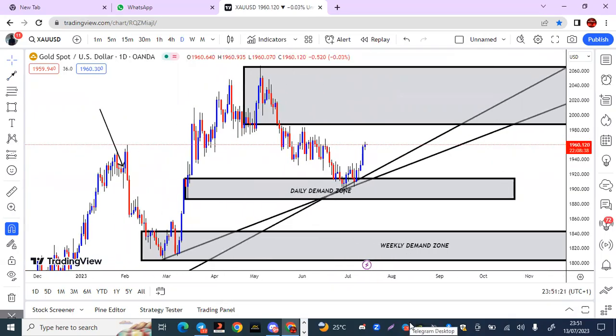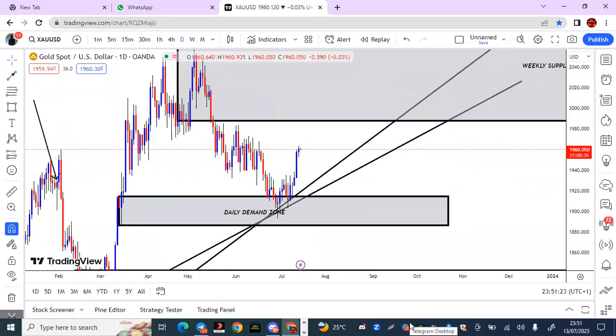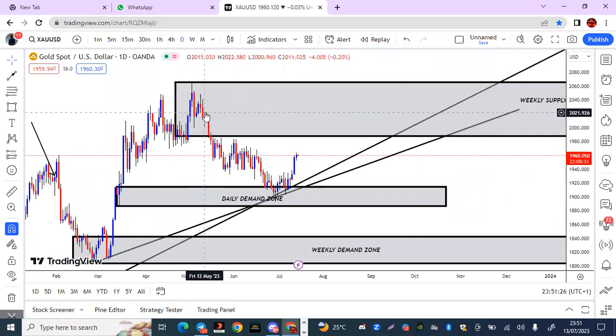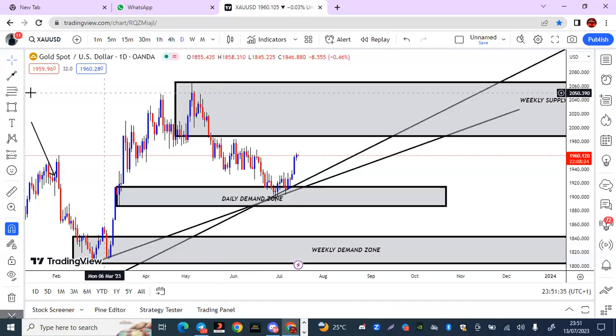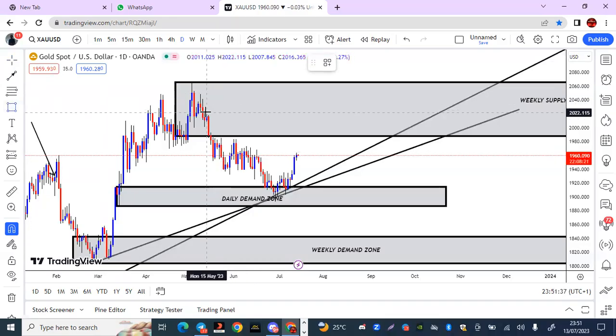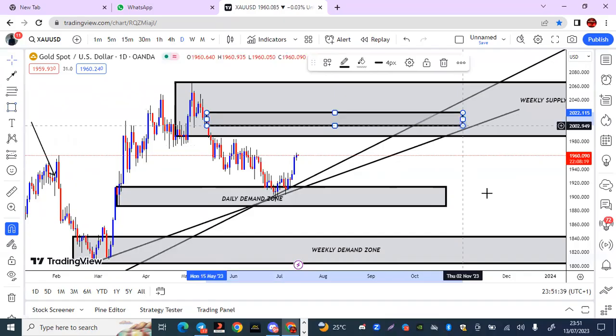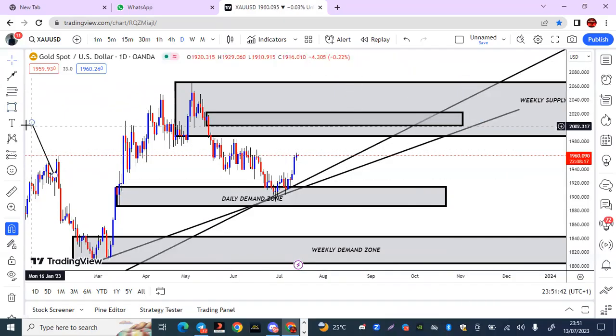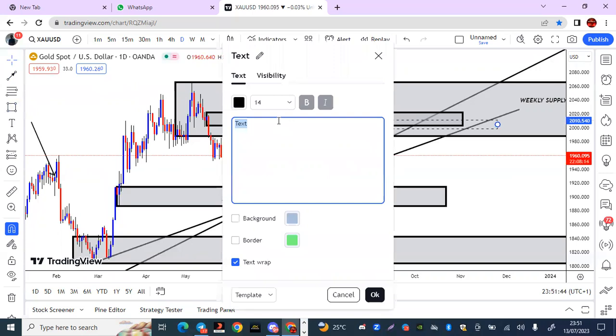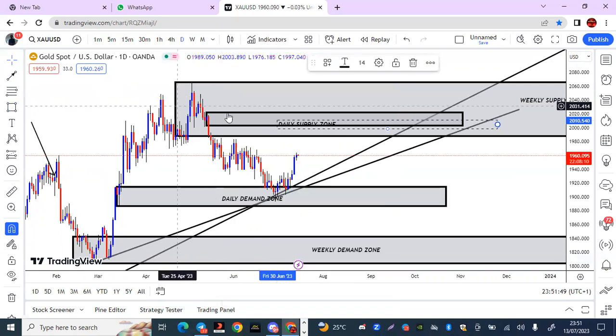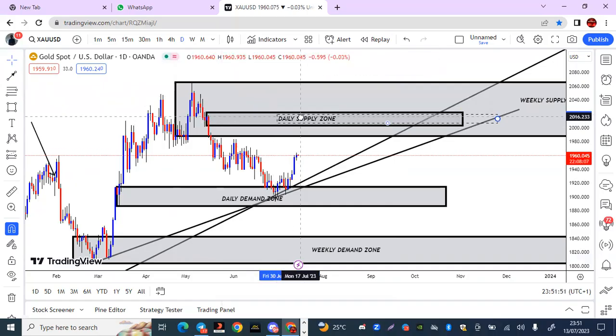So now let's move on to, let's see, do we have any daily? We have a daily demand here. Took out this opposite, this is a daily demand here. This supply took this out. So we're going to mark it here. So we have our daily supply zone here.